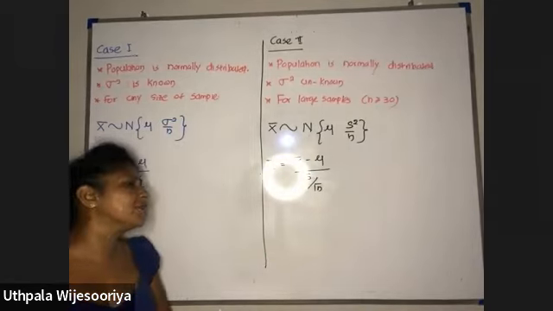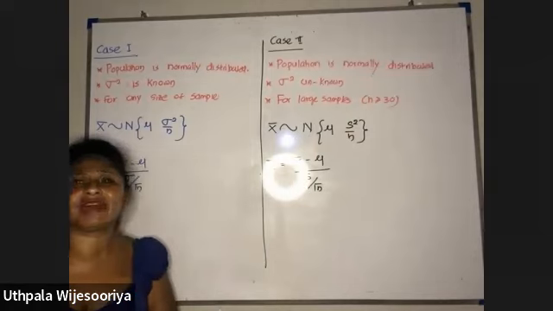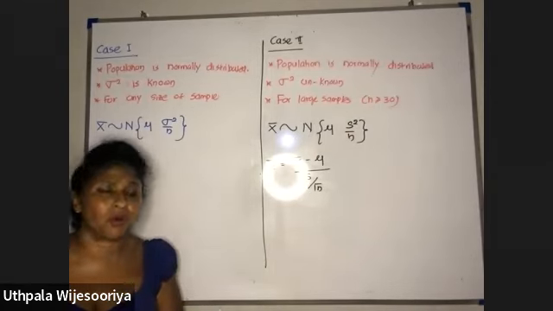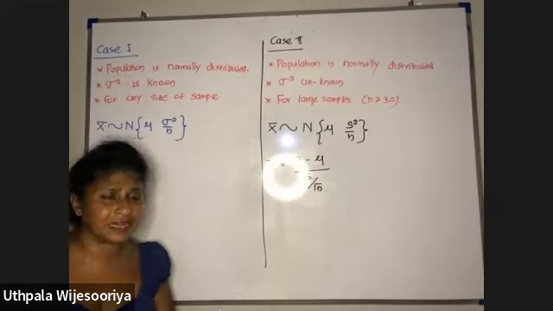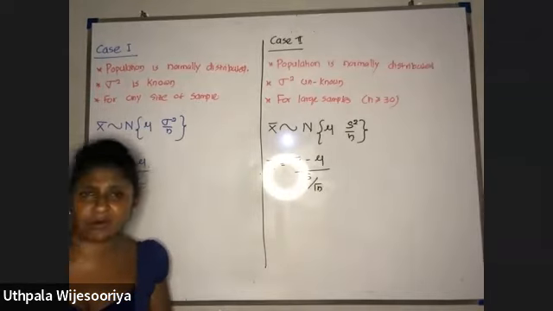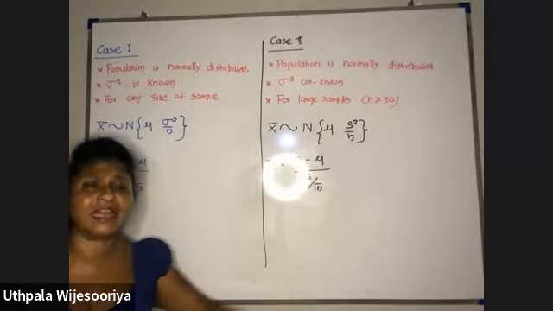Here S should be there. If you put sigma over root n there, it is wrong. Your formula is going to be wrong. Sometimes your answer may be correct, but you lose some marks. Anyhow, you have to know exactly what will happen.